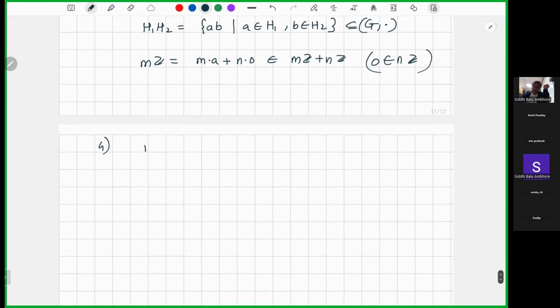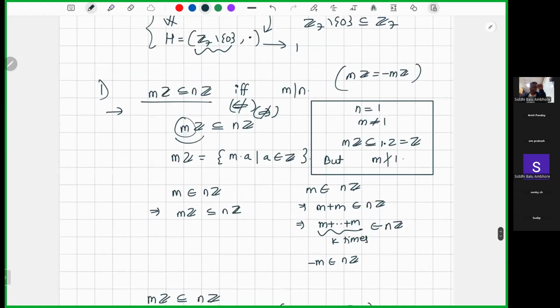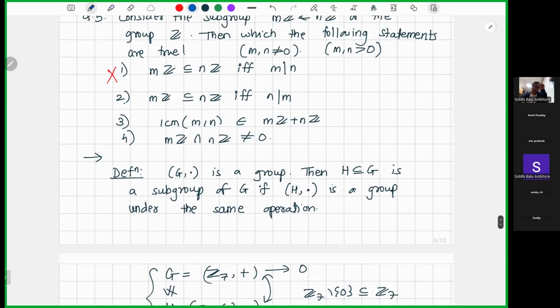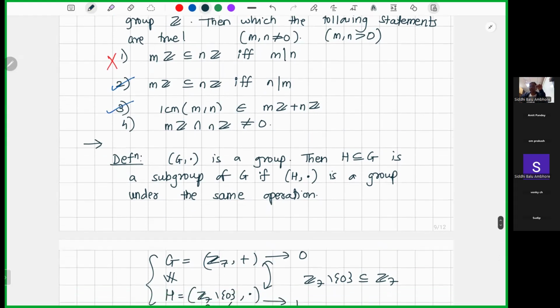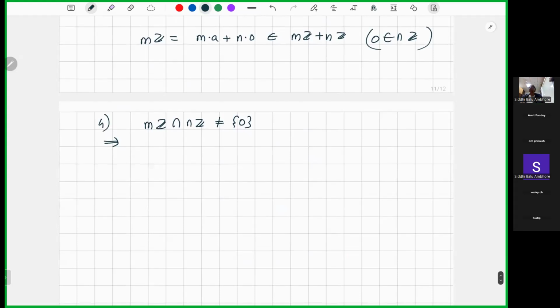The last one is mZ intersection nZ is not 0, is the question, right? So for now we have this one as true. We proved this. And the last statement, mZ intersection nZ is non-zero. So can we always have this, that mZ intersection nZ is non-zero?